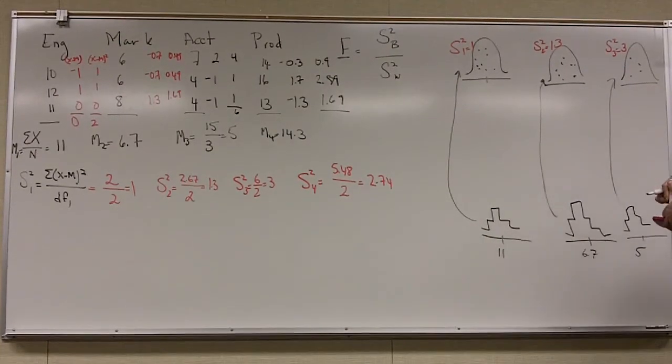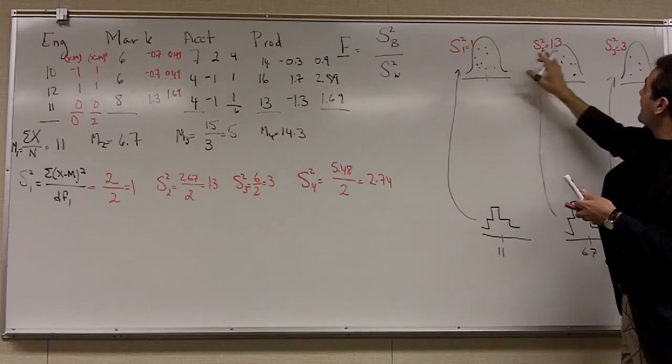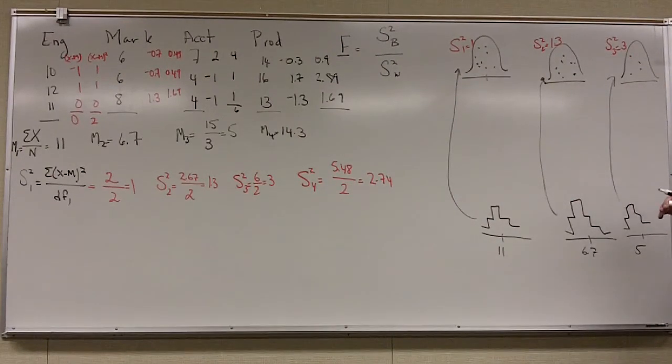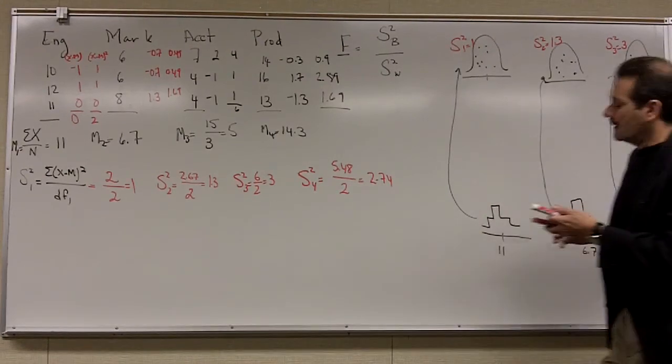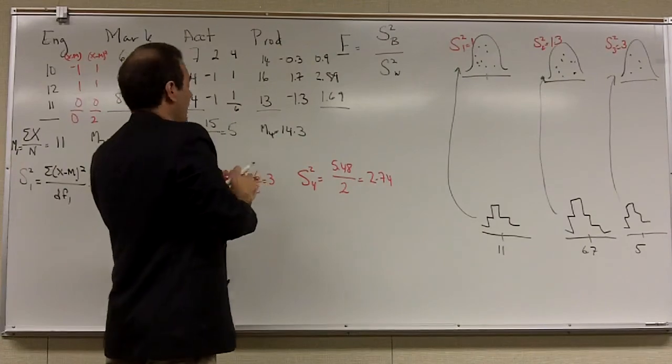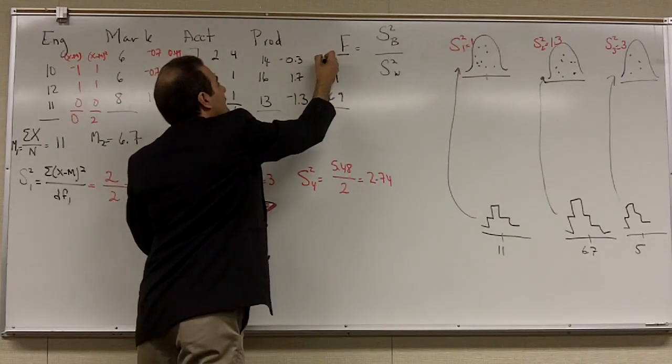So out of these, this is the narrowest, and this is the broadest. Incorrect on the 0.9. It's 0.09. Sorry, say that again. 0.09. Thank you. Yeah, you're right. 0.09.